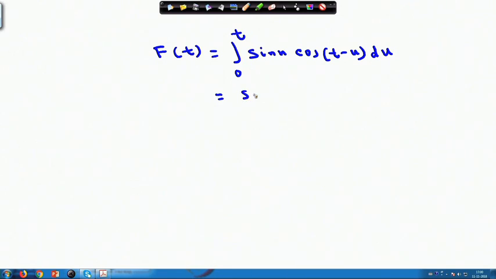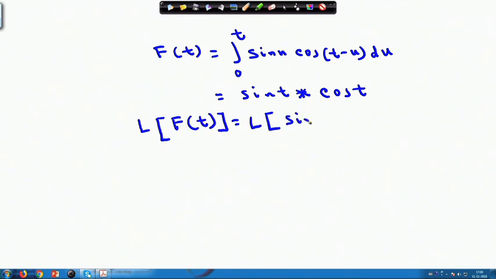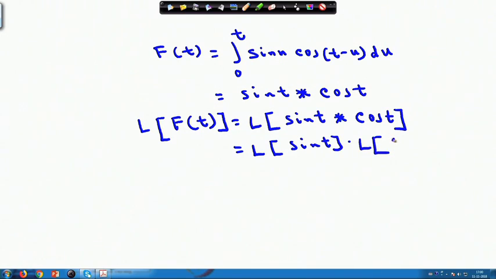I can write it as sin t star cos t. From the definition of convolution, this is equal to sin t convolution cos t. Now, I can take the Laplace transform on both sides of the given equation. I will obtain the Laplace transform of sin t convolution cos t. And from the property of the convolution, using the theorem, I can write it as the Laplace transform of sin t into the Laplace transform of cos t, which is known to us.